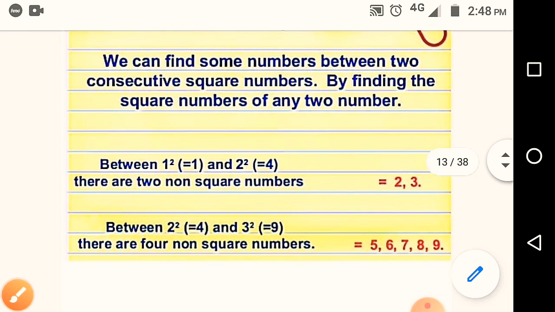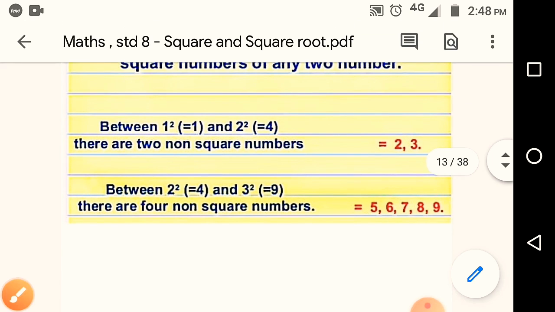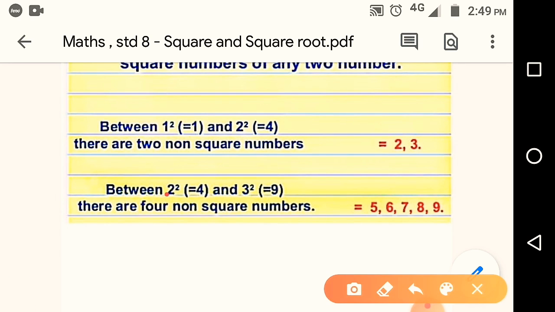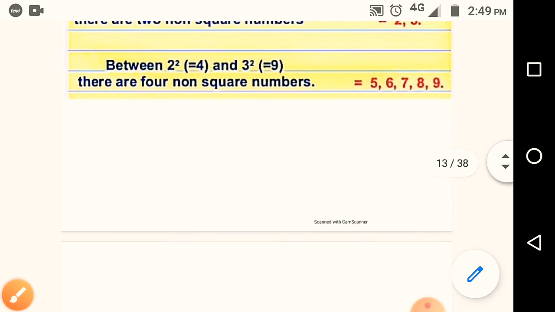Same way, between 2 square and 3 square, how many numbers are there? The square of 2 will be 4, and the square of 3 is 9, and then you can do 9 minus 4. So there are a total of 5 numbers. So this way you will get the answer: 5, 6, 7, 8, 9. So this way you can find out.